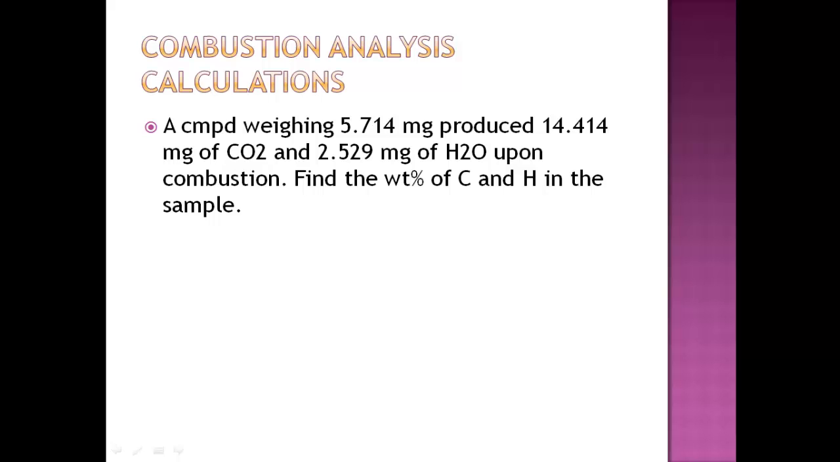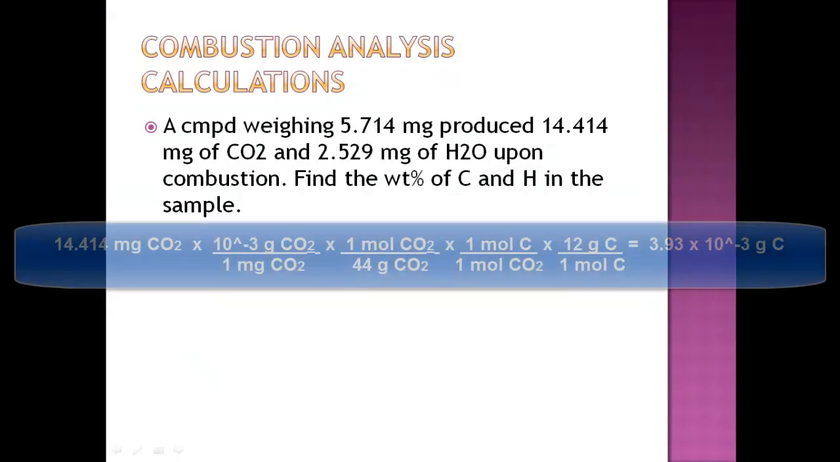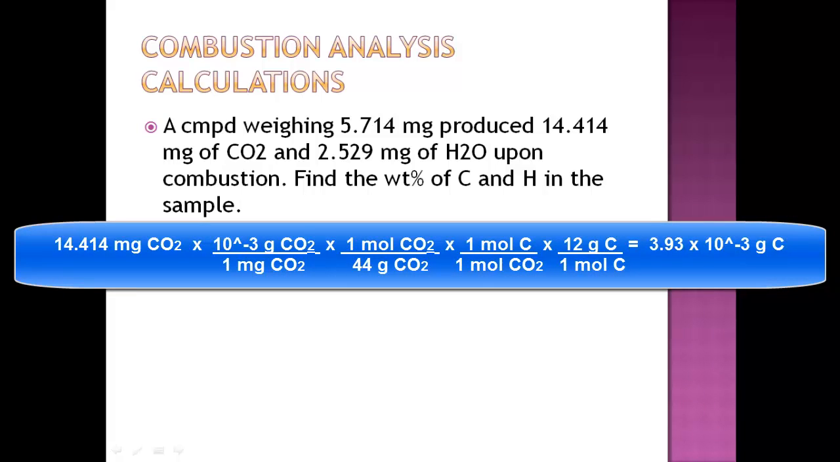So if we have 14.414 milligrams of carbon dioxide, we know that our carbon only came from the carbon dioxide mass increase. So go ahead and convert the milligrams of carbon dioxide to grams of carbon dioxide. Then I take that to moles of carbon dioxide through the molar mass. In 1 mole of carbon dioxide, I have 1 mole of carbon. And in 1 mole of carbon, I have 12 grams of carbon. The answer that you should get should be around 3.93 times 10 to the negative 3 grams of carbon.